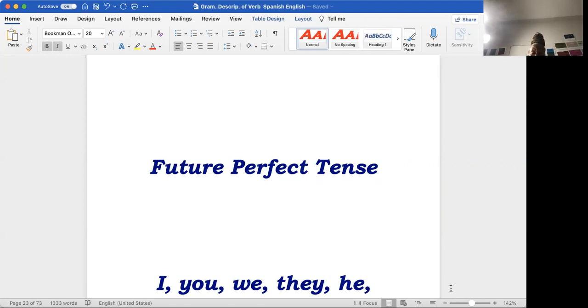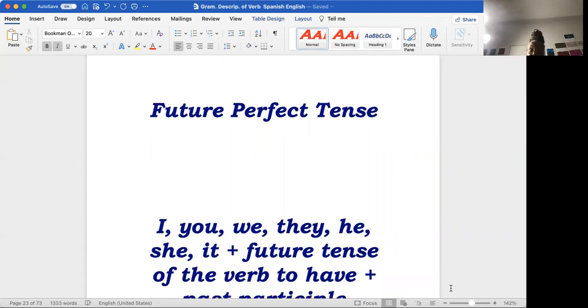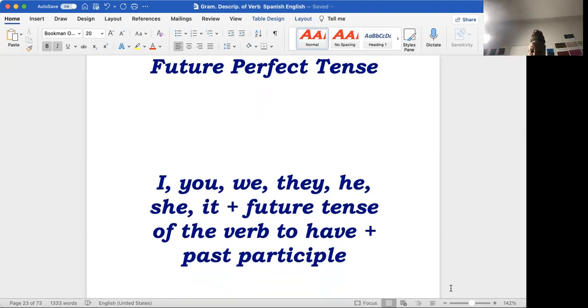So the future perfect tense in English is relatively simple. You have I, you, we, they, he, she, it, which by now you know is the subject of the sentence, plus the future tense of the verb to have. So what's the future tense of the verb to have? Will have. I will have, you will have, we will have, they will have, he will have, she will have, it will have. It doesn't change. It only changes in the present indicative. Plus the past participle. It's always the past participle of the verb.